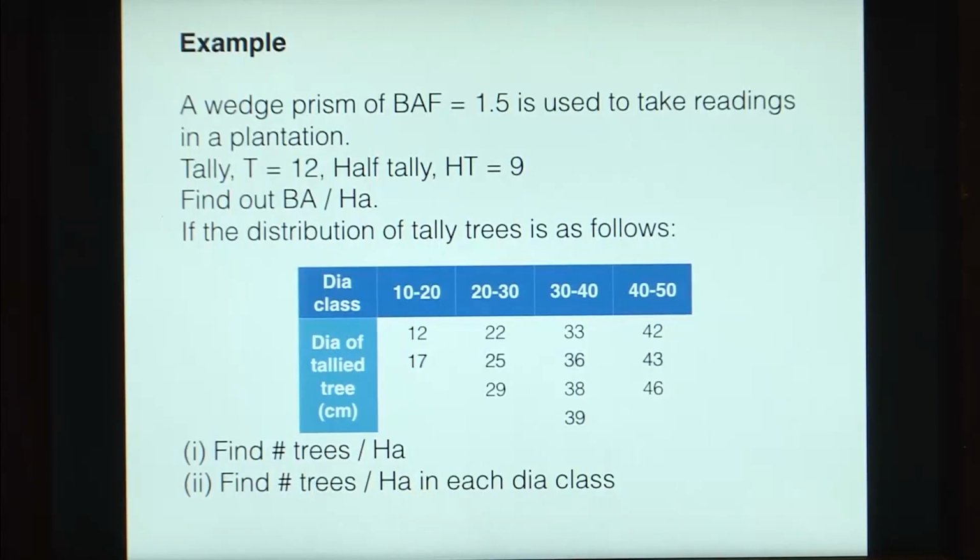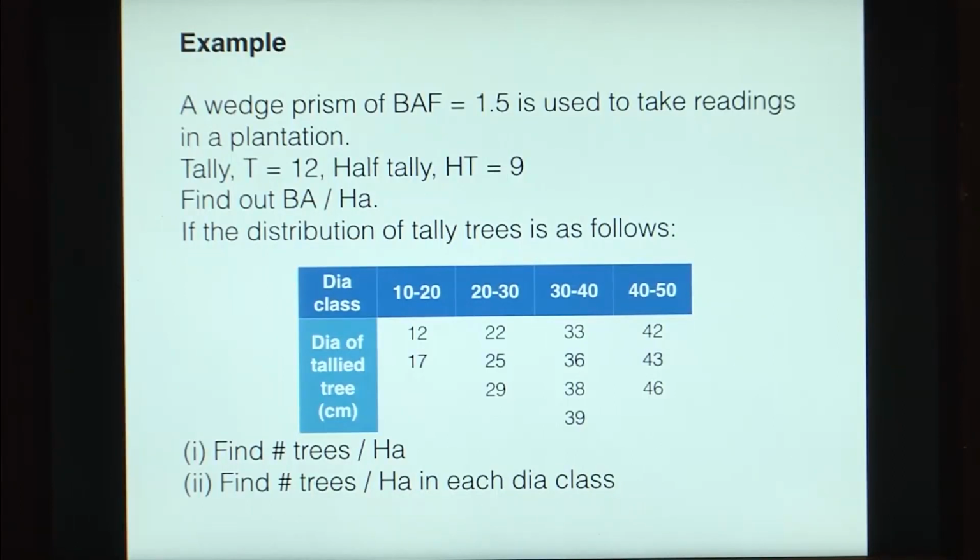So, here is the problem. There is a wedge prism of basal area factor equal to 1.5. So, you have fixed your BAF, that is 1.5, and it is used to take readings in a plantation. Now, the number of full tallies here is 12 and the number of half tallies is given to be 9. We need to calculate the basal area per hectare. So, that is the first part of the problem. Let us solve that first.